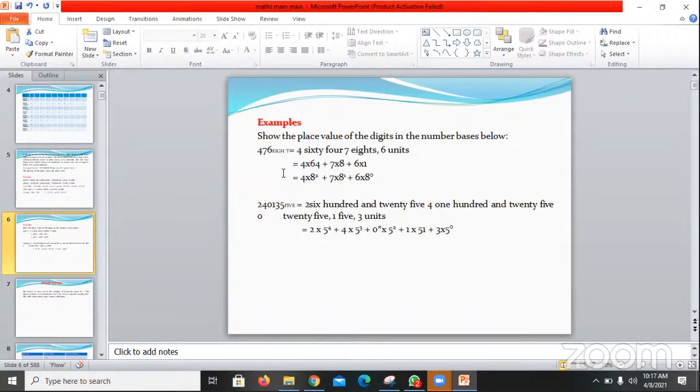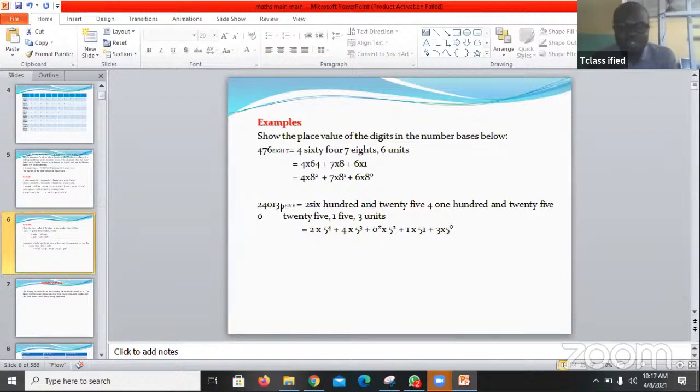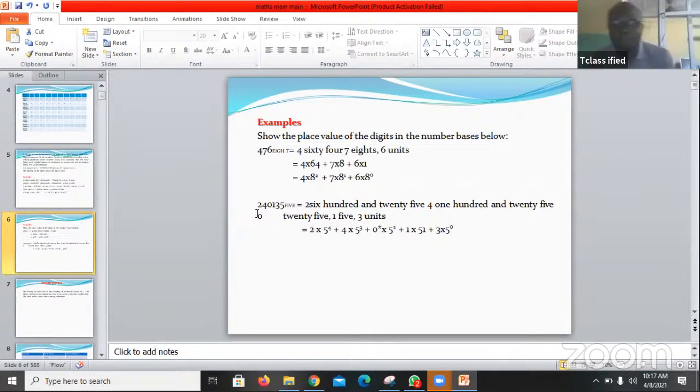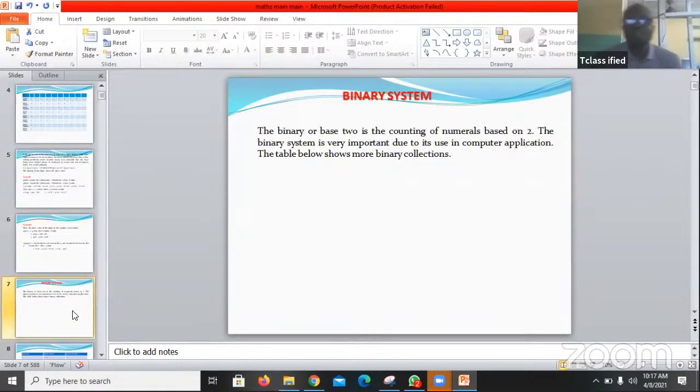Okay. So you can see this number is in base 5. That's why they are multiplying by 5, 5. Can you see 5, 5 here? Yes, sir. And they are raised by the numbers that are in front of the number that you're considering at the moment. Okay, so let's move forward.